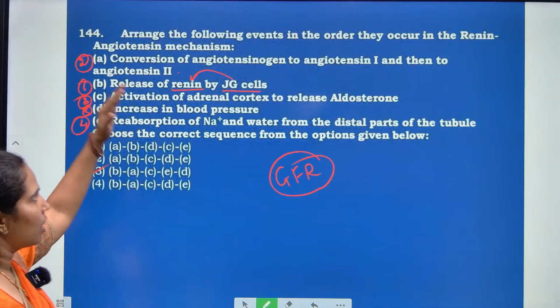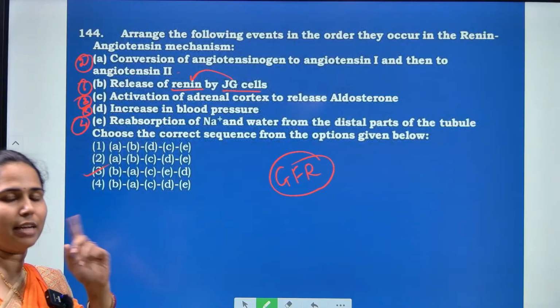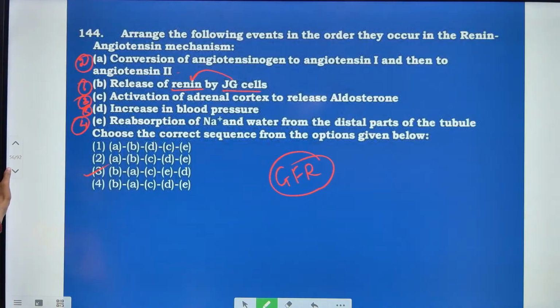So this is a mechanism which helps the glomerular filtration rate, that is, when there is low blood pressure, to increase the blood pressure, this mechanism takes place here for the filtration.